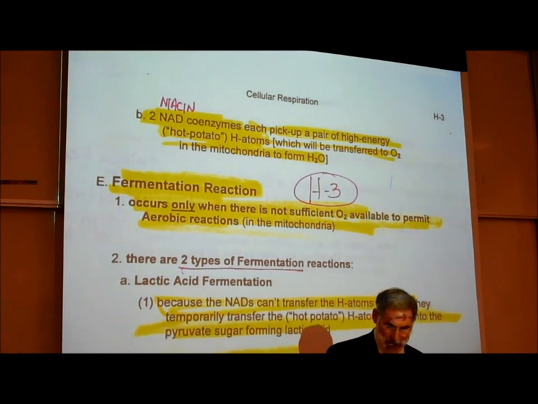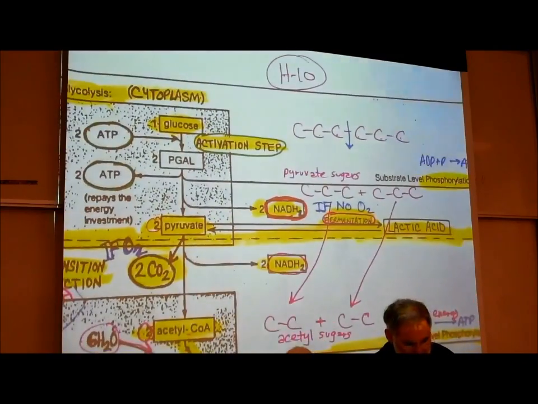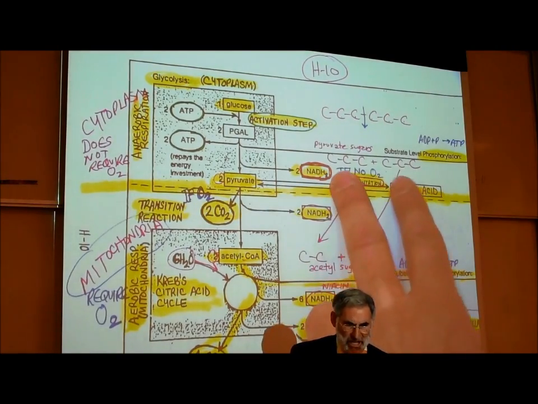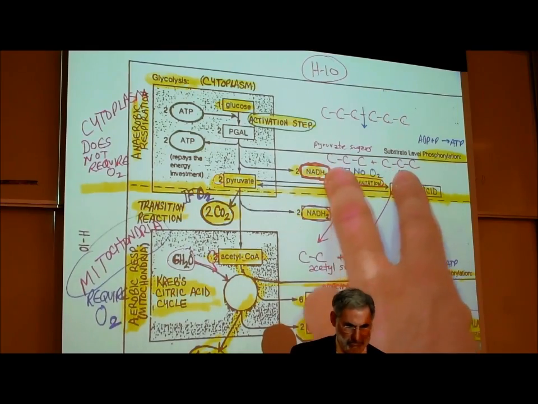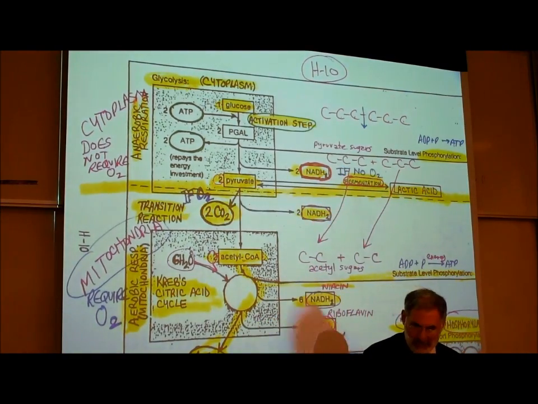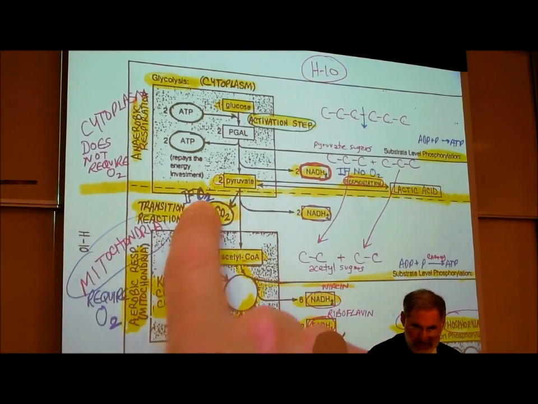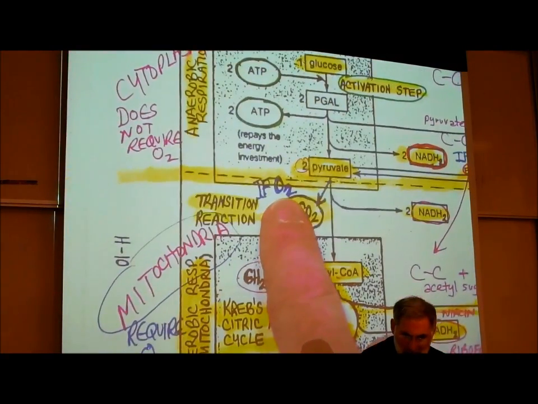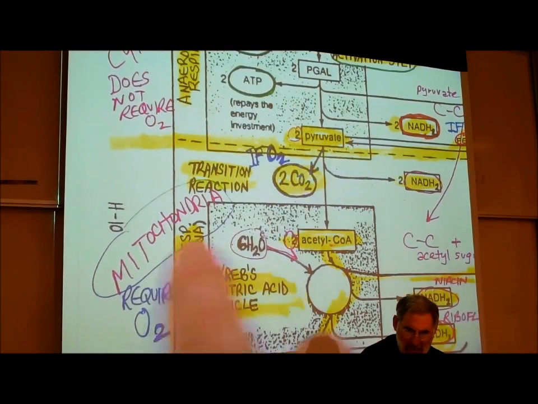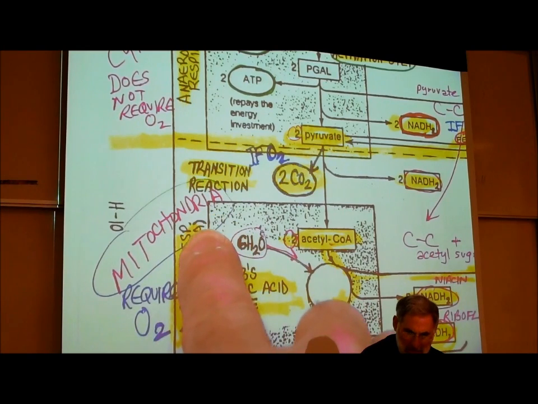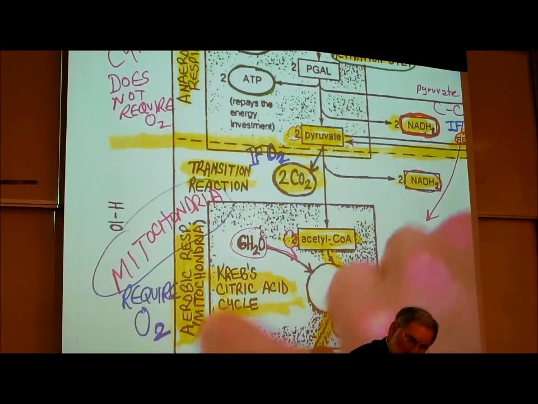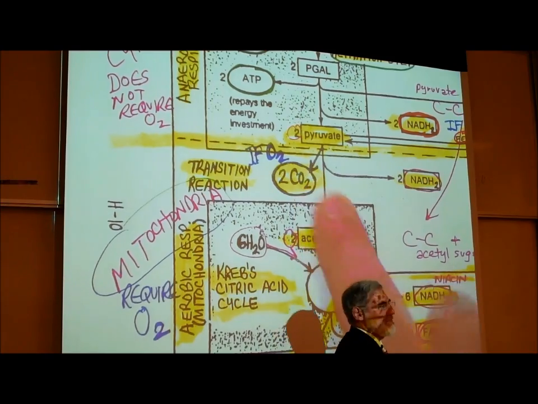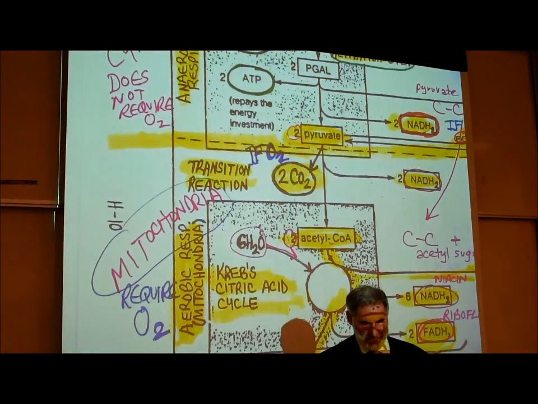To help us understand this better, let's go back again to H10. On H10, so we have formed these 2 pyruvate sugars. There they are. Now, one of 2 things is going to happen. If oxygen is available to the cell, right here it says 2 pyruvate sugars. If there's oxygen available to the cell, these pyruvate sugars are going to enter the mitochondria, and they will undergo aerobic respiration reactions. Basically, what that means is that these two pyruvate sugars are going to be completely broken apart into carbon dioxide and water. That's what that means.